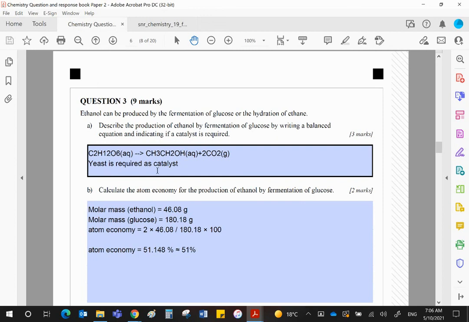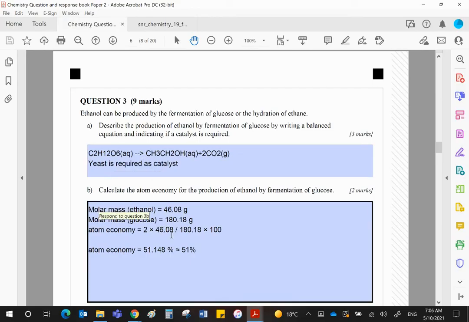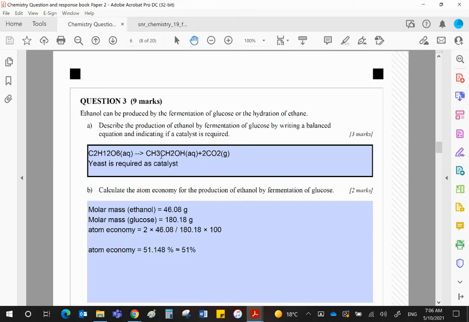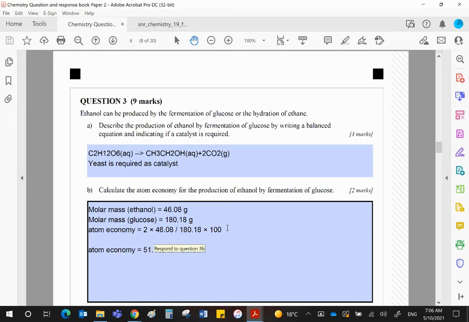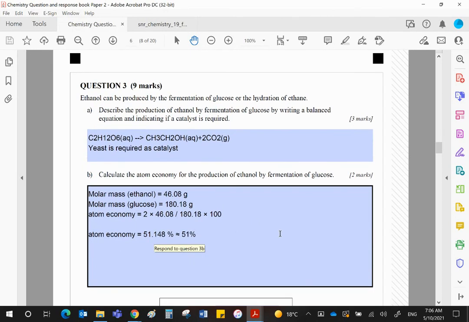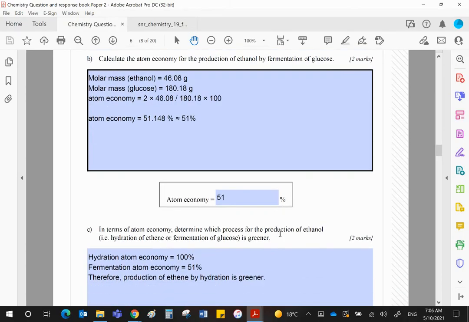Calculate the atom economy for the reaction. Now, atom economy is the mass of the desired product, which of course is ethanol, divided by the total mass of all products, multiplied by 100. Oh, they have not balanced this equation correctly for you guys. There should be a 2 in front of the ethanol. Therefore, 2 times the molar mass of ethanol, divided by the total masses of everything, which is the same as the mass of that, 180.18, times 100 gives you the atom economy.